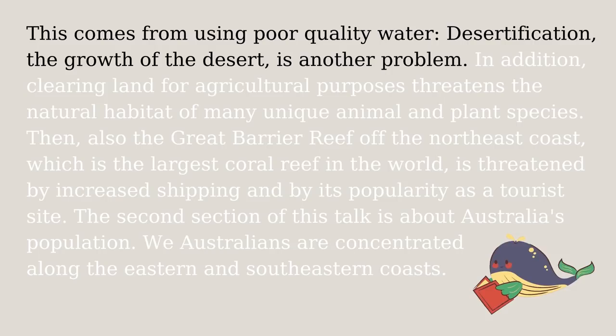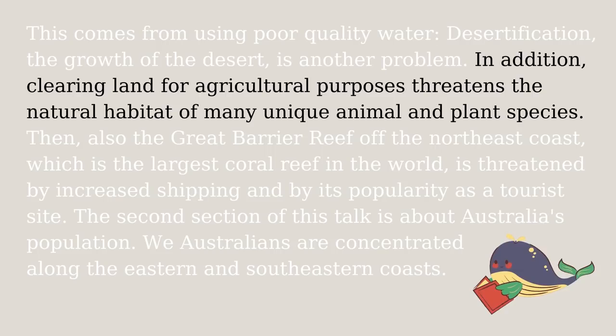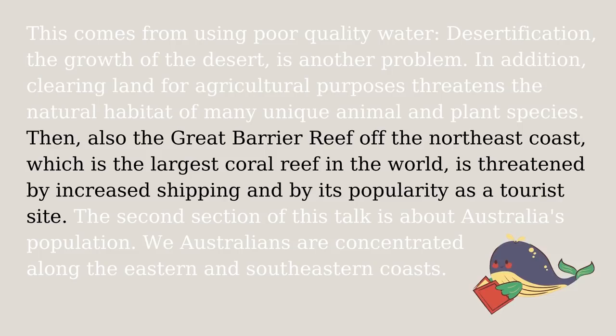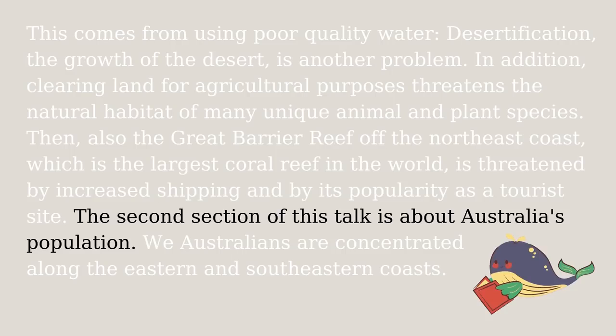Desertification, the growth of the desert, is another problem. In addition, clearing land for agricultural purposes threatens the natural habitat of many unique animal and plant species. Then also the Great Barrier Reef off the northeast coast, which is the largest coral reef in the world, is threatened by increased shipping and by its popularity as a tourist site.